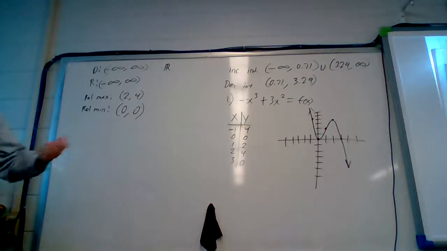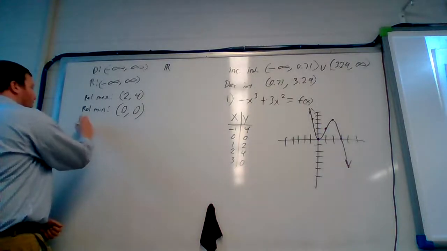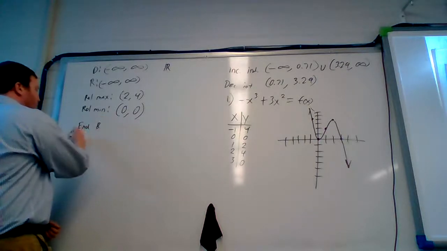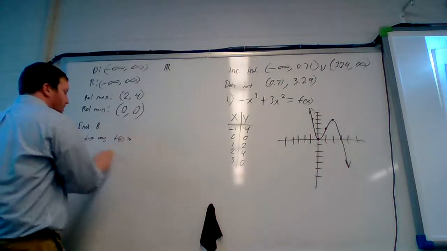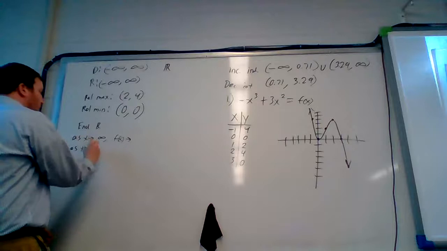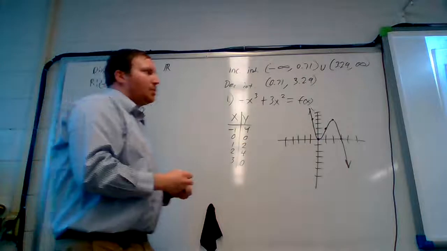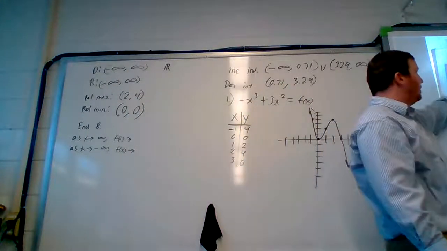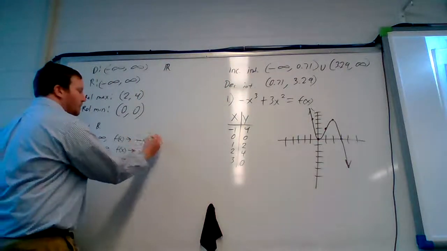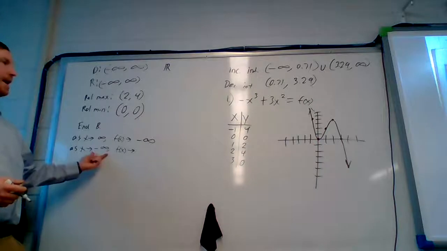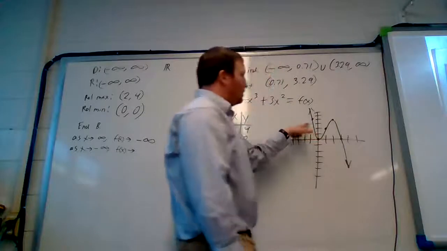So then the next questions are, what are our end behaviors? So as x approaches infinity, f of x approaches what? As we move to the right side of the graph, where are we going? Down, as we're going towards negative infinity. And then as x approaches negative infinity, so as we go to the left side of our graph, where are we going? We're going up towards infinity, right?